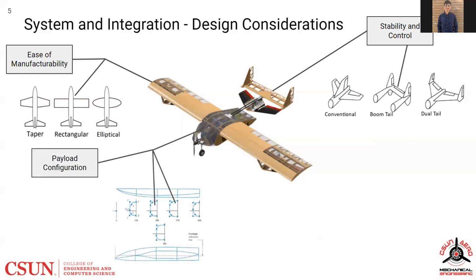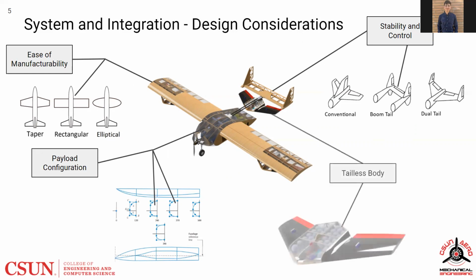For the fuselage shape, we opted for a round loft in the front and a skirt loft on the side due to the payload configuration shape and ease of manufacturability. Lastly, we chose a tailless body design in order to maximize the area and weight, as well as prioritize the amount of colonists in the CDA.